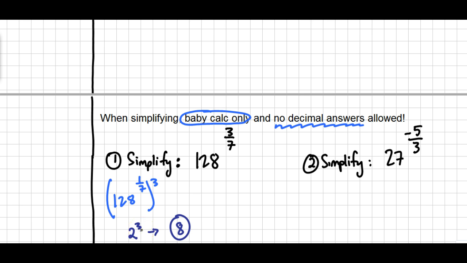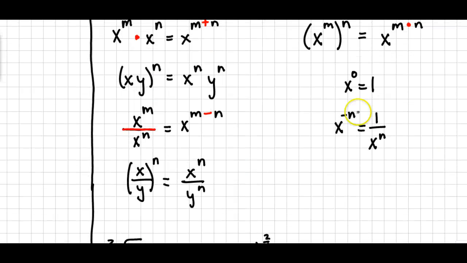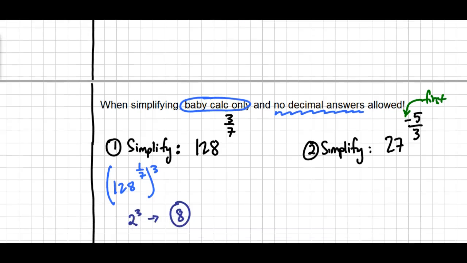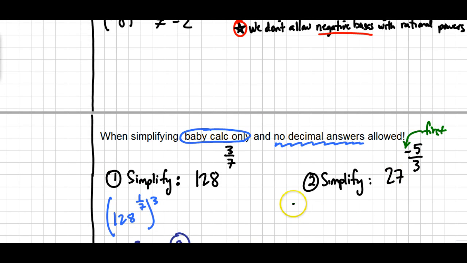Let's try another one here. This one's got a negative. The negative power I'd recommend that you do first, because many students who don't do it first forget about it altogether and then get the wrong answer. So the negative exponent here, if you remember the property, will flip the base over or give you a reciprocal. So in this case, I'd want to flip this and make it 1/27. Now the negative on the exponent is gone.